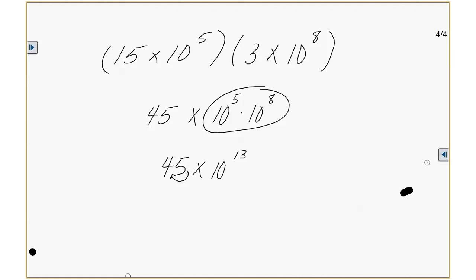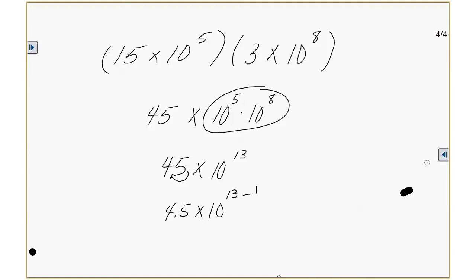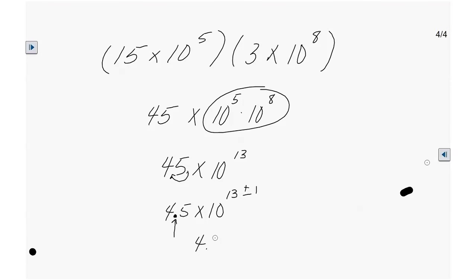Now this is where students get it wrong. They don't get it wrong with 4.5. They get that right. 4.5 times 10 to the 13 blank 1. That sign right there is where they get it wrong. Now ask yourself this question. Which way do I move this decimal in my head to get it back the way it was? So it's 4.5 times 10 to the 14th power.